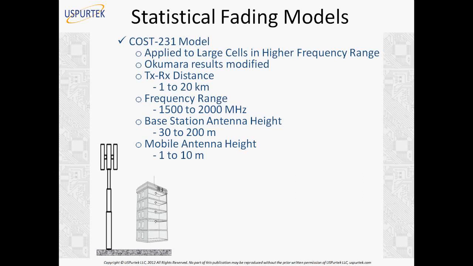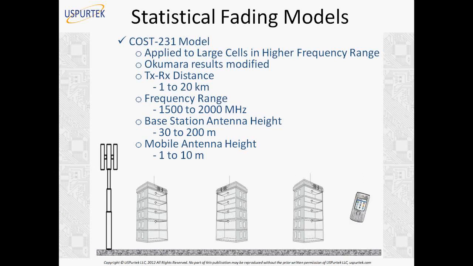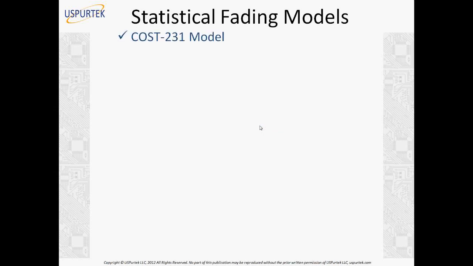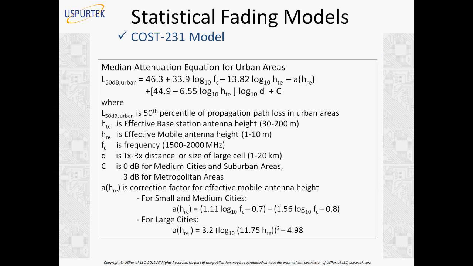Now next comes the COST 231 model, which also has a very good practical application. But how is it different from the Hata model? Well, it's again based on the Okumura model, but they modify the results to come out with the frequency range up to 2000 megahertz. It's 1500 to 2000 megahertz. Base station antenna height and mobile height is about the same. Well, and this is the final equation that we get.